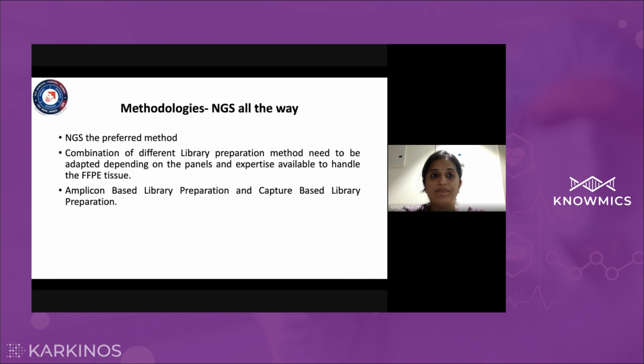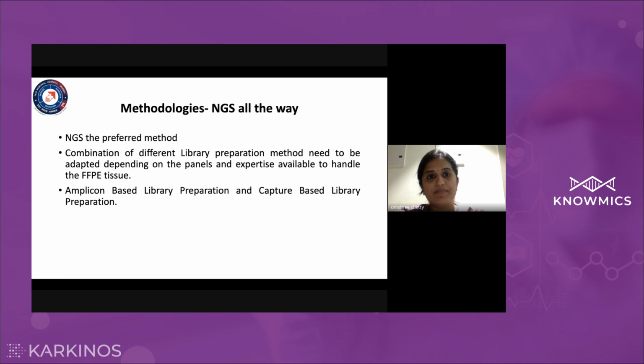Next, please. So what is the methodology that laboratories are using nowadays? It is NGS. So that is definitely the preferred method. It uses a combination of different library preparation methods, which need to be adapted depending on what kind of panel and also the expertise available to handle the FFPE tissue. So either the amplicon-based library preparation or even the capture-based library preparation can be done.